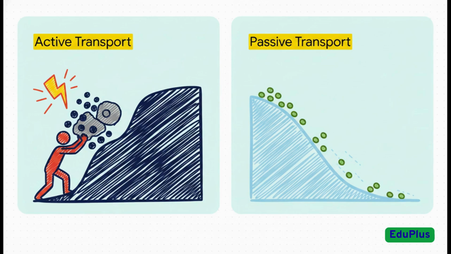Passive transport requires zero energy. Substances just naturally flow from an area of high concentration down to low concentration. It's exactly like rolling a ball down a hill. Active transport is the total opposite. Moving things against the grain is like pushing a heavy boulder up a hill, which requires the cell to spend its hard-earned energy, known as ATP.